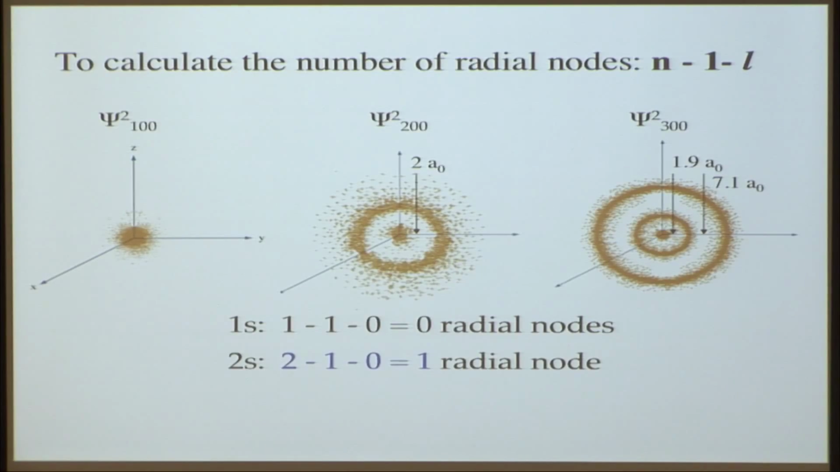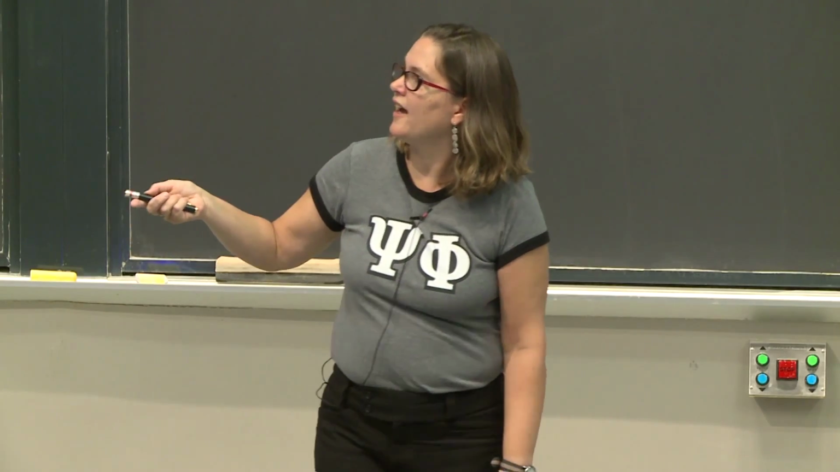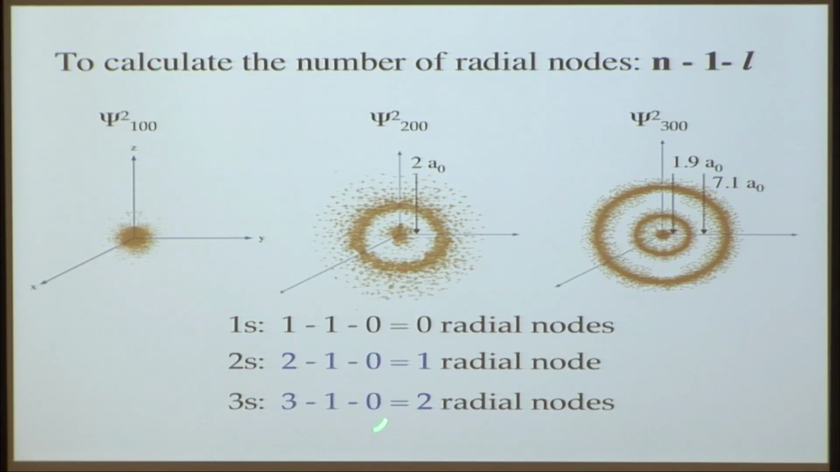2s now. n is 2, minus 1 minus 0. So that's 1 radial node. And the radial node, again, in this kind of diagram is the empty space. And that radial node is at 2 a0. For 3s, we have n equals 3 minus 1 minus L, which is still 0. So we have 2 radial nodes. And so again, the empty space here at 1.9 a0, and then at 7.1 a0.